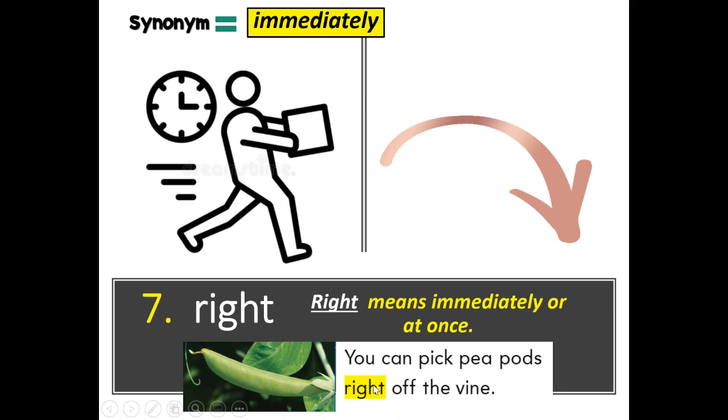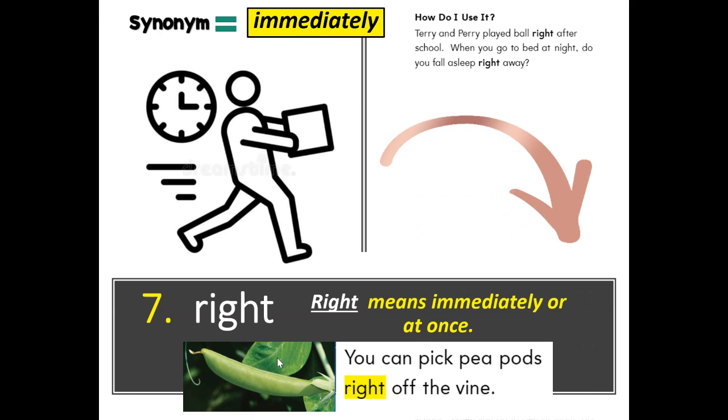So here's right in this sentence. You can pick pea pods right off the vine, or immediately off the vine. You can take them right off. So there's different definitions or meanings for the word right. And in this case, it means immediately or at once.